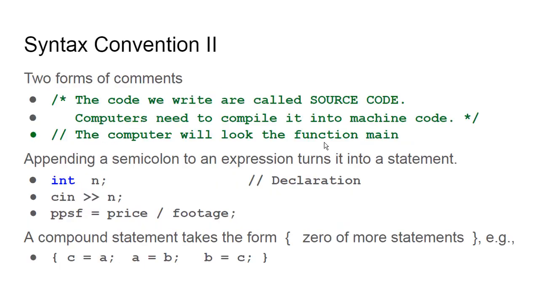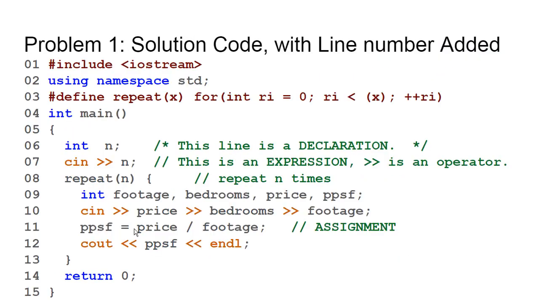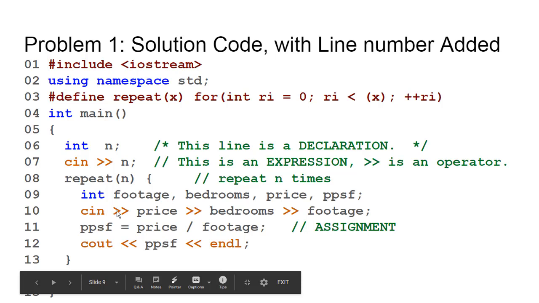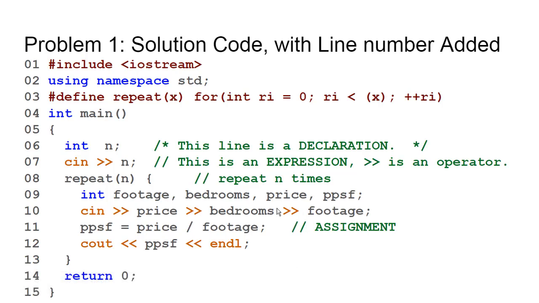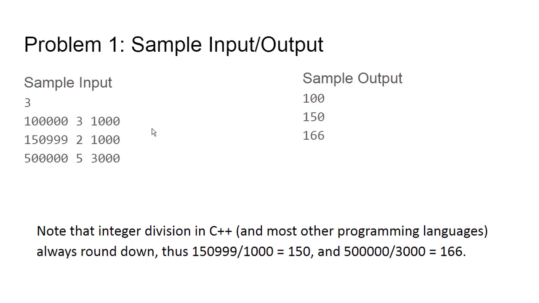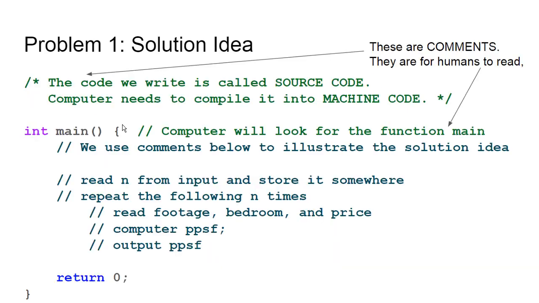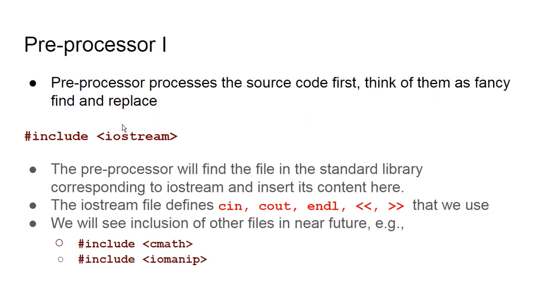So let me just briefly talk about line 10 here. What this does is actually read 3 variables. It will first read a number and store that in price, and then read another number and store that in bedroom, and then read another number and store that in footage. So if you look at the input data structure, for every line, the first one is price, then the number of bedrooms, and then footage. Okay, so that's it for now, and we will return to discuss problem number 2.